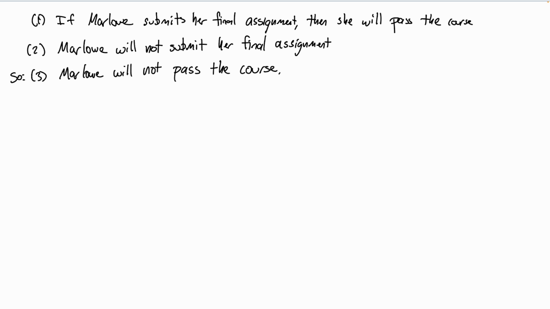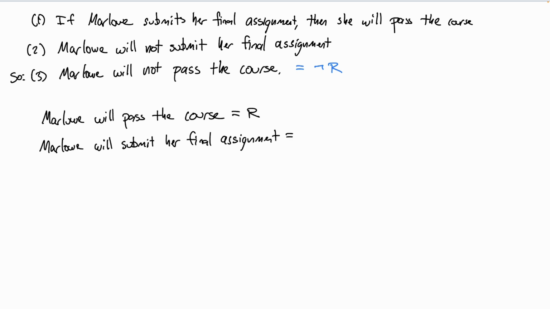Is that valid reasoning? Well, first, consider the conclusion. Its truth value is determined by the truth value of a more basic statement, namely that Marlowe will pass the course, which we can abbreviate R. The conclusion is just the negation of R. Next, consider the second premise. Its truth value is also determined by the truth value of a more basic statement, namely that Marlowe will submit her final assignment, which we can abbreviate S. The second premise is just the negation of S.